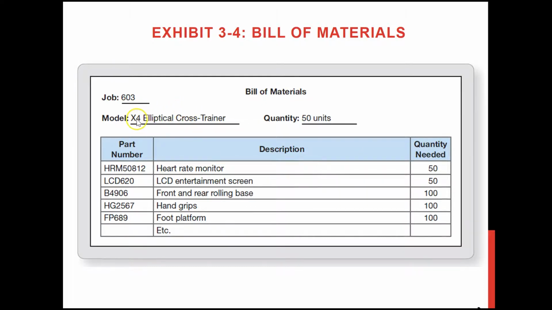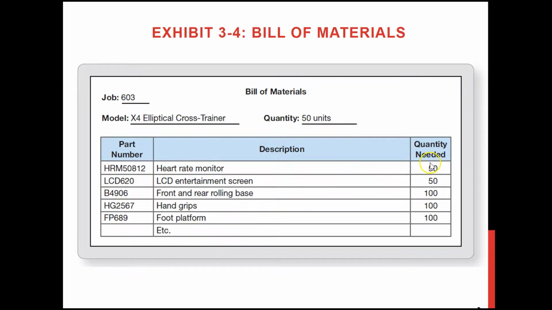So to produce these X4 elliptical cross trainers, they are going to produce 50 units, and the job number is 603. The company will first identify what direct material or raw material they will need. You will see some examples. They will need a heart rate monitor, LCD entertainment screen, front and rear rolling bays, hand grips, foot platform, etc. That means they will have a long list of their direct material.